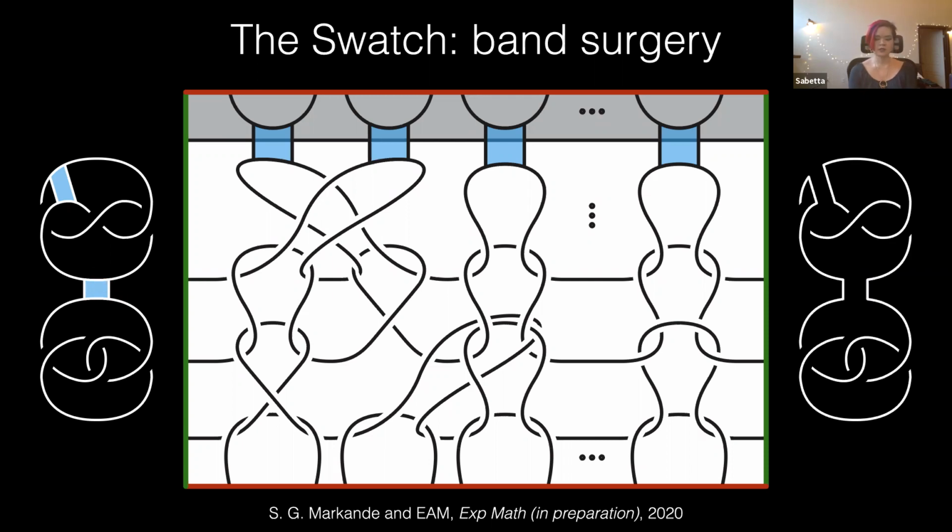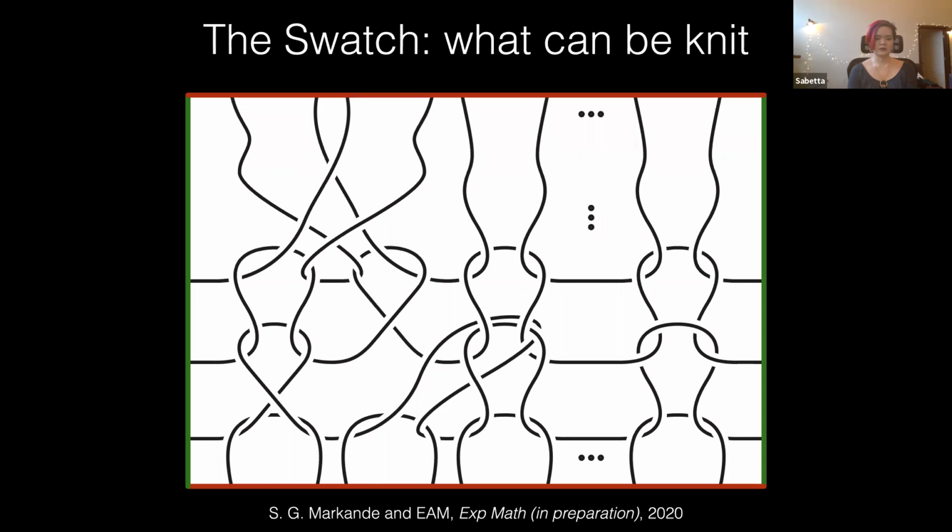And this is what that structure looks like post band surgery. So now I've connected the two knots this way. I'm going to do that process here, and so this is what I get after that. And this is my swatch. And the upshot of this definition of swatch is that it doesn't mean that everything has to be based on a single loop picture, the way I had shown it before.